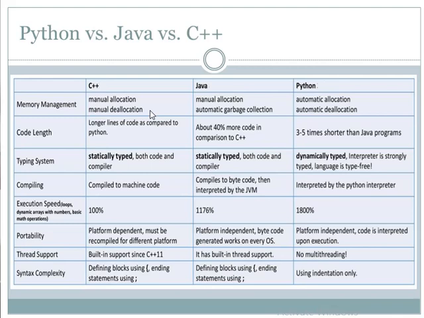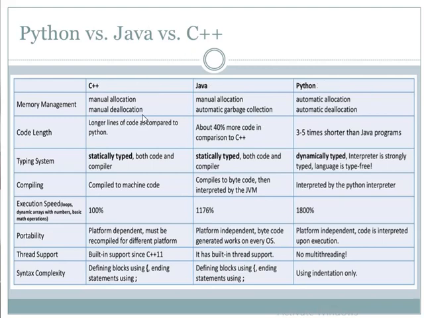Next comes the comparison chart of Python with other programming languages such as Java and C++. In the concept of memory management, C++ is manually allocated and deallocated. In Java, the allocation is manually done and automatic garbage collection will be done. In Python, both allocation and deallocation are automatic. Code length: in C++, longer lines of code as compared to Python. In Java, it is about 40% more code in comparison to C++. But in Python, it is 3 to 5 times shorter than Java programs.